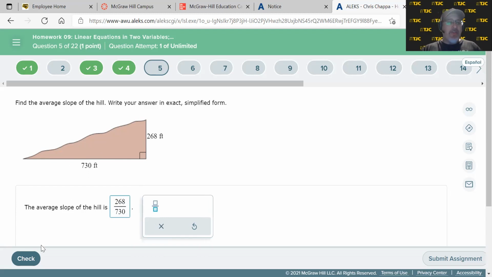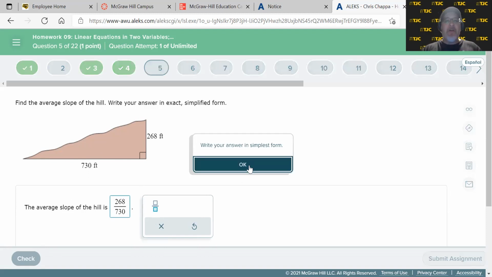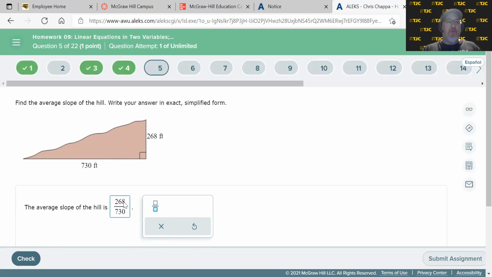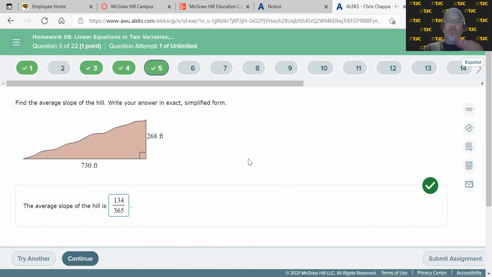Now, it won't accept this. It might actually count it wrong the first time. Nope, it'll say write your answer in simplest form. So you would have to reduce it. I'm going to reduce it here. These are both even. I know I can reduce this by 2. 268 divided by 2 is 134. And if I reduce 730 by 2, that's going to be 365. I'm not sure if that will reduce any further. It will not. Whew. Didn't want to squander all my opportunities.